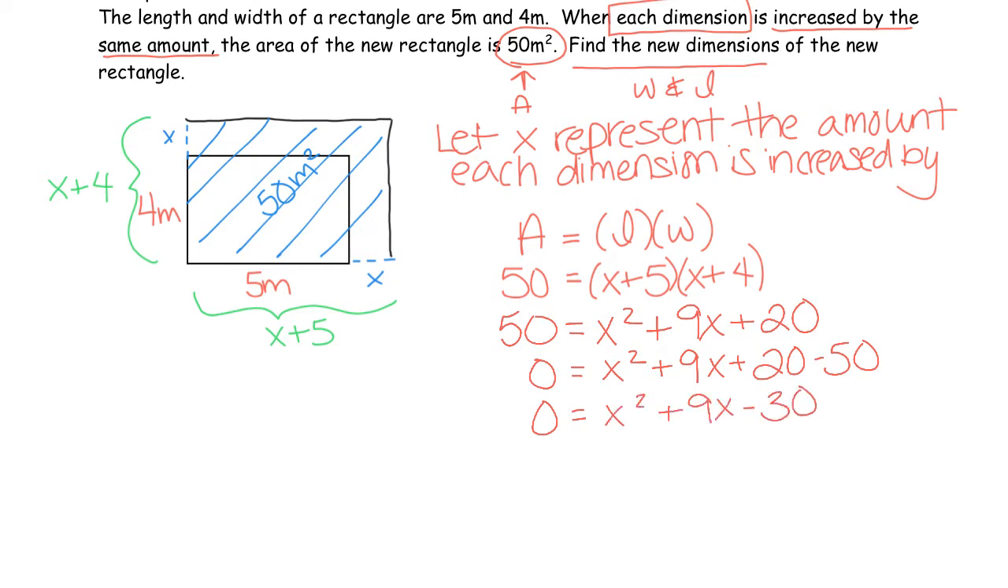And at this point, we can look at factoring or solving with the quadratic formula. So I'm going to go ahead and use the quadratic formula. So I have x is equal to negative 9 plus or minus the square root of 9 squared minus 4 times 1 times negative 30, all over 2 times 1. So I'll just leave that there.